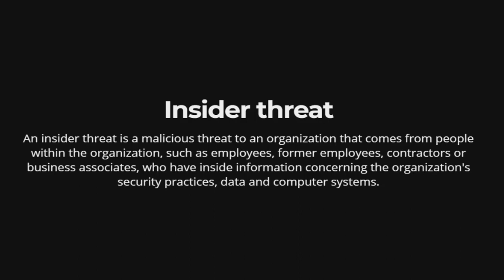Insider threat. An insider threat is a malicious threat to an organization that comes from people within the organization, such as employees, former employees, contractors, or business associates, who have inside information concerning the organization's security practices, data, and computer systems.